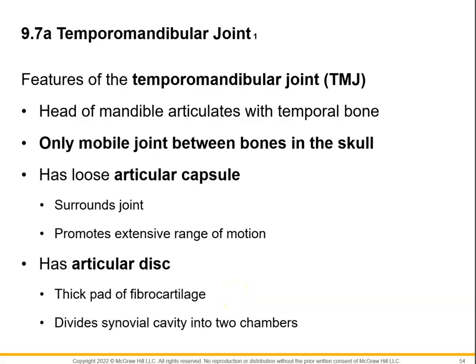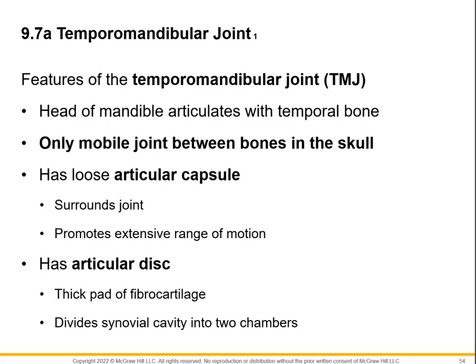All right, now let's talk a little bit about the joints that you should be familiar with. The first joint we'll talk about is the temporomandibular joint. This is where the head of the mandible articulates with the temporal bone in the skull, and this is the only mobile joint between bones in the skull.